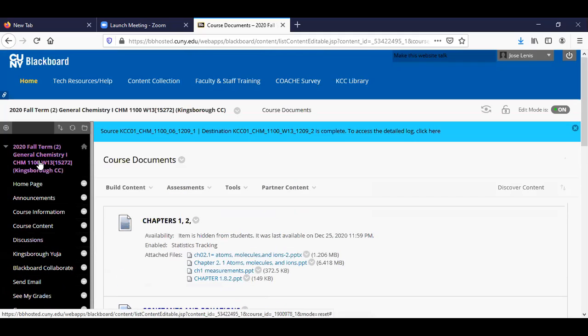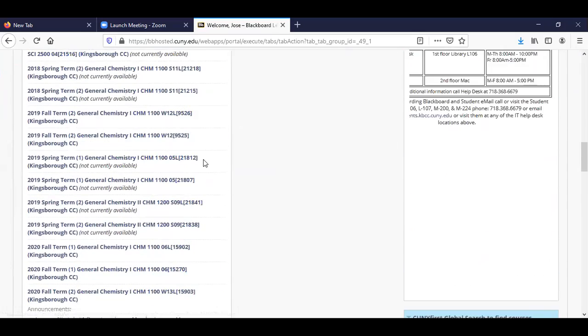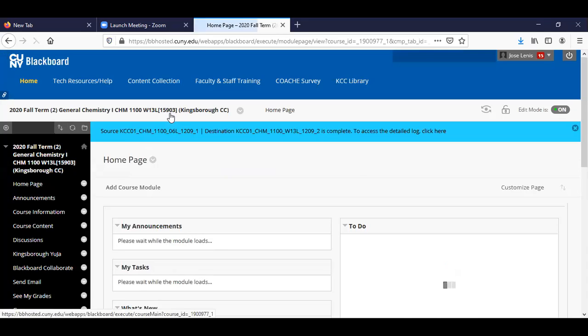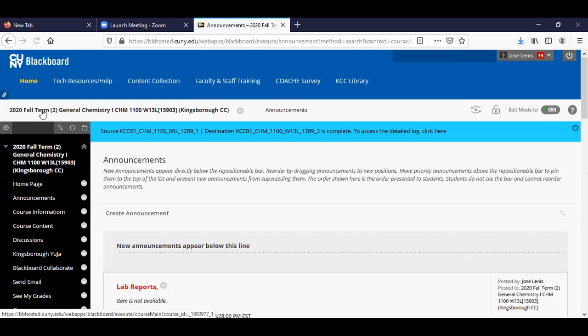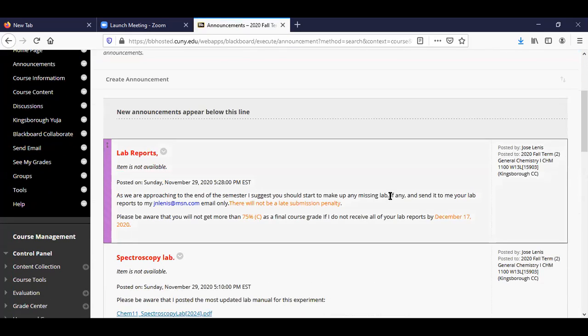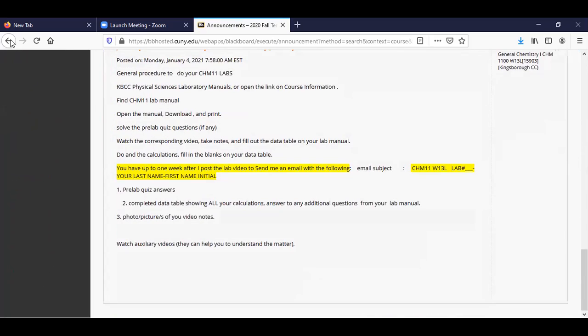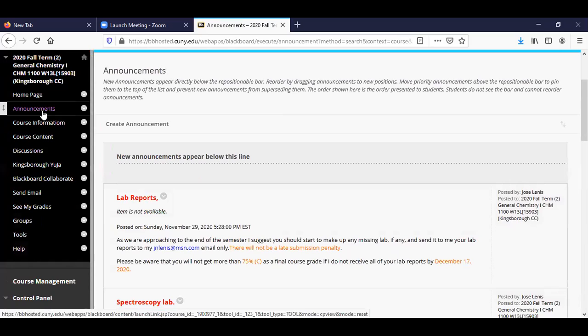For the lab portion, what you need to do is to open your section for the lab, which is Chem 11 W13L for lab. We open that one, and same thing. Announcements are there. All right. Lab reports. So I want to write here our lab reports. Let me see. I'm going to post one showing you how to write a lab report.